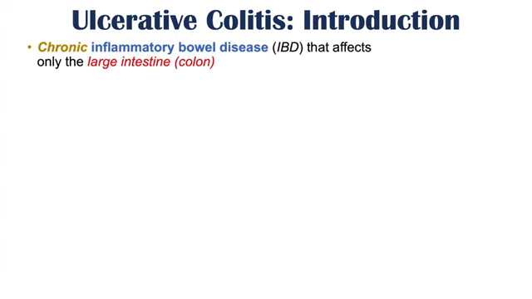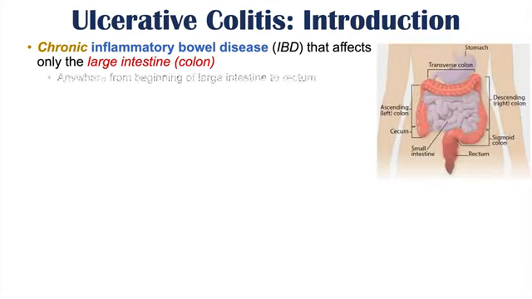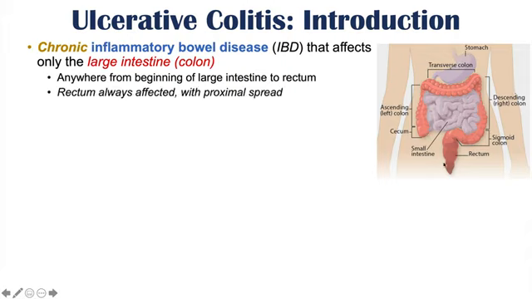Ulcerative colitis is a chronic inflammatory bowel disease that affects only the large intestine, or the colon. It can affect anywhere from the beginning of the large intestine, noted here as the cecum, all the way down to the rectum. But although it can affect anywhere from the beginning of the large intestine to the rectum, the rectum is always affected, and the inflammation and disease spreads proximally, which means it spreads backwards up through the large intestine.